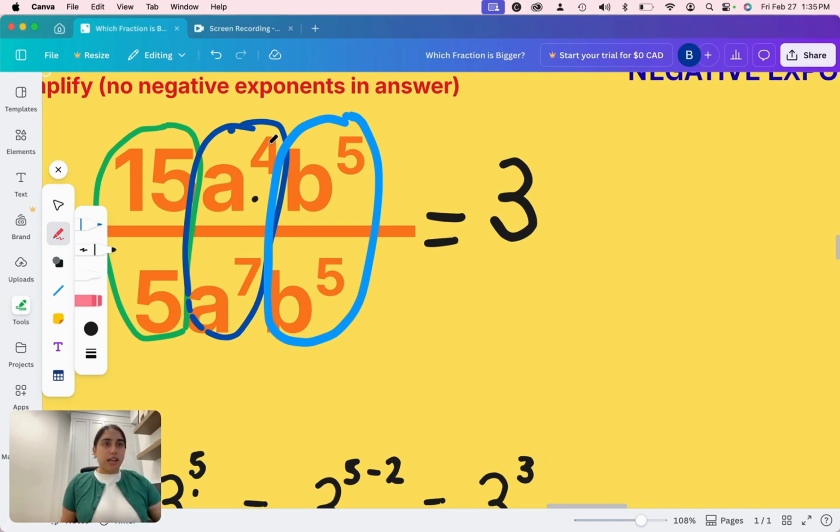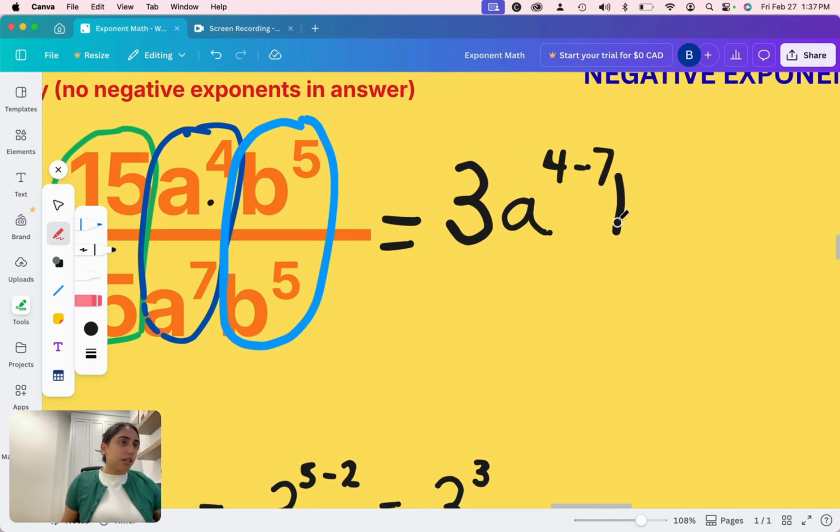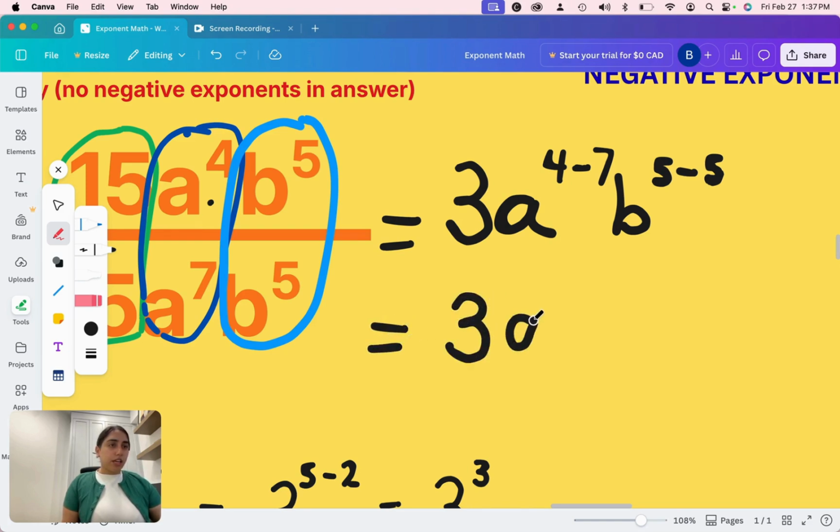So we're going to do the same thing. So it's A to the power of 4 minus 7. Beside this, B to the power of 5 minus 5. Sorry. We can continue to simplify, so I'm just going to go over here. So that ends up being 3A. 4 minus 7 is negative 3. And then B to the power of 0.